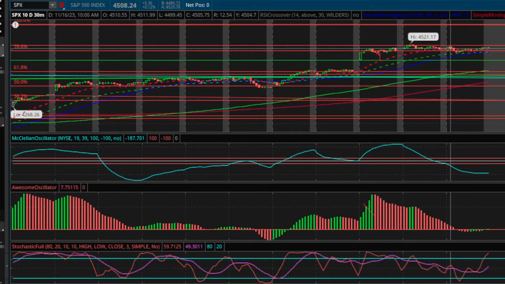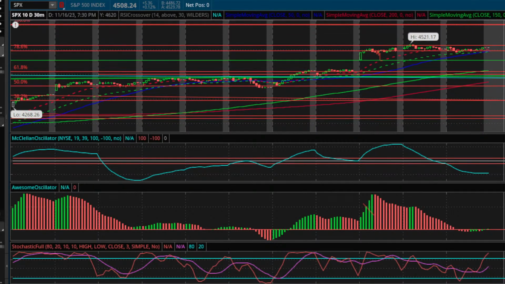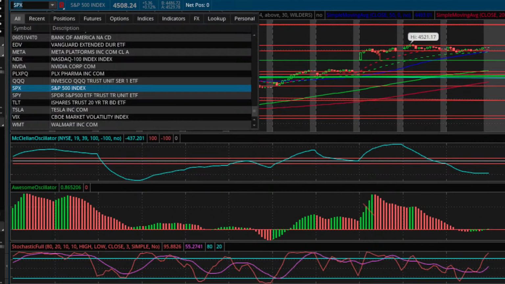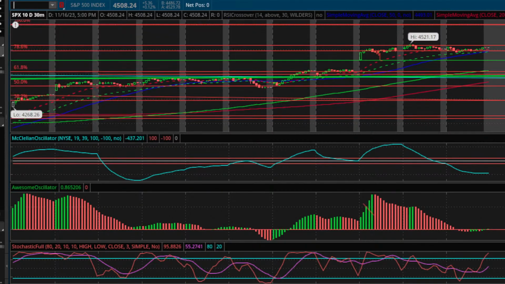So are we done at 78.6% Fibonacci, or can we get a full Fibonacci retracement all the way up to the 100%? That is a possibility that we're going to do that as well. And if we do that, we are looking at 4,600. Now, 4,600 is totally not out of the picture, in my opinion.